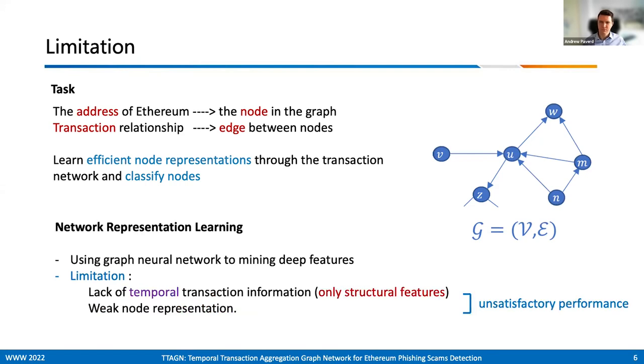The other one is to apply network representation learning to the Ethereum transaction network for mining deep features. Random walk and graph neural networks are adopted to automatically learn representations, which has made a very important breakthrough. However, there are still some remaining problems. First, these methods lack temporal transaction information. They only adopt the last transaction or even completely ignore these records. Second, only statistical and structural features extracted from the networks are considered as the node embedding, while trading features referring to the contextual information of transaction records are ignored totally, resulting in a weak node representation.